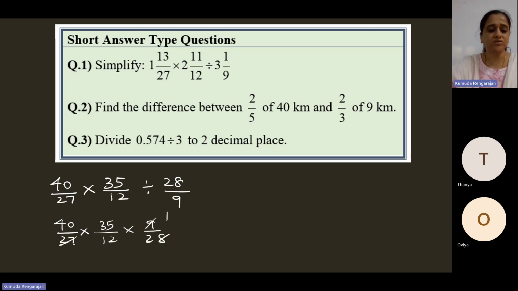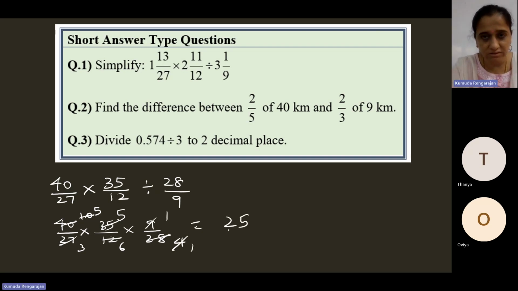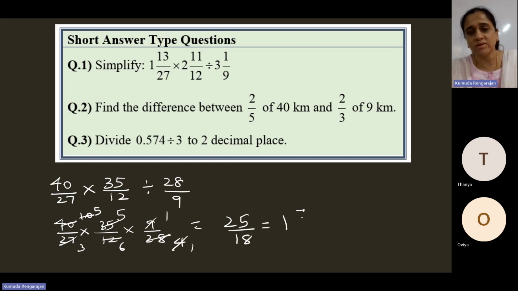9 ones are 9, 3 threes are. Then 7 fives are, 7 fours are. 4 ones are 4, 4 tens are. 2 fives are, 2 sixes are. So is it 25 by 18? So it's 1 7 by 18. 1 7 by 18. You got it? Very good.